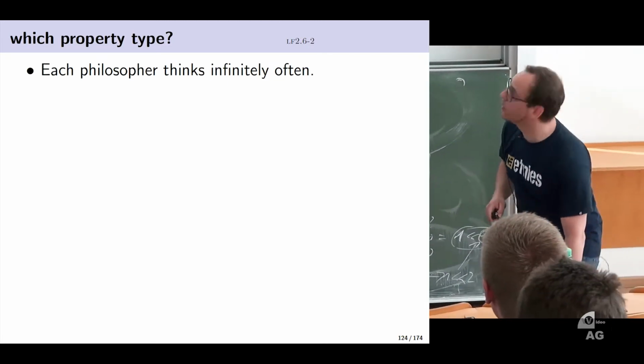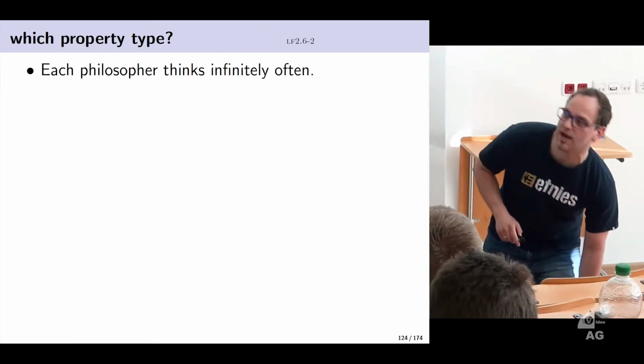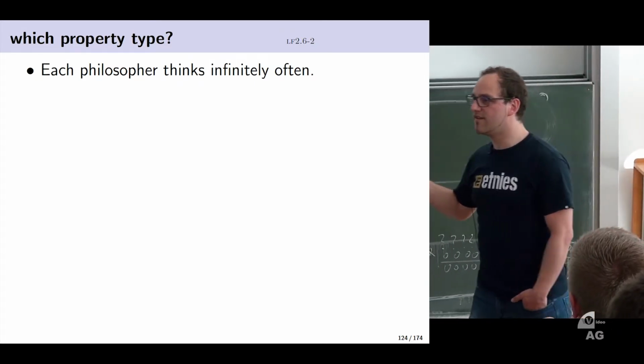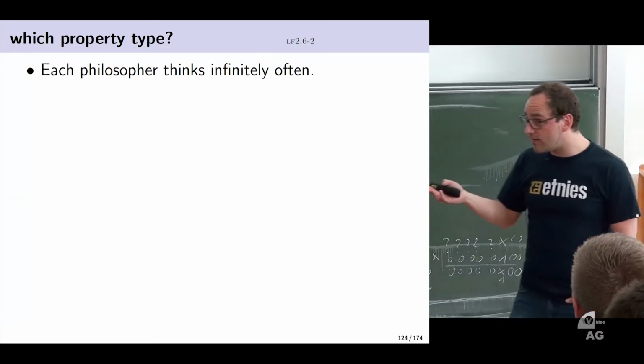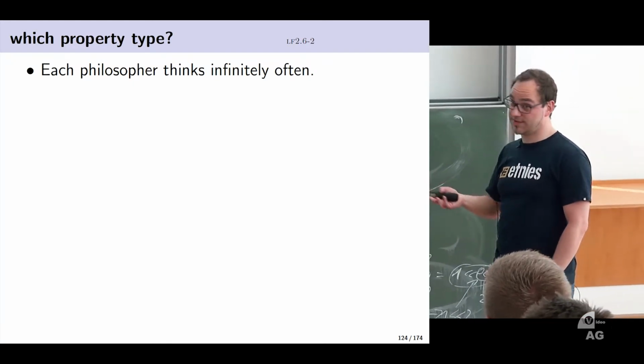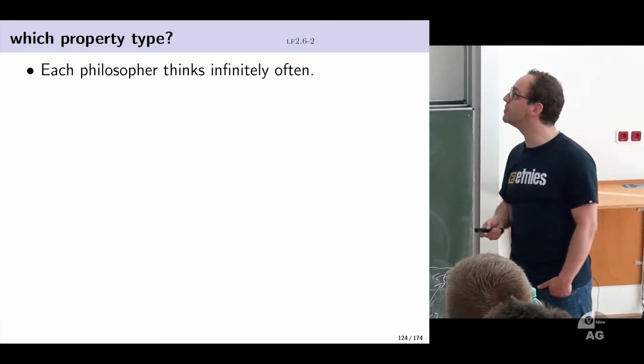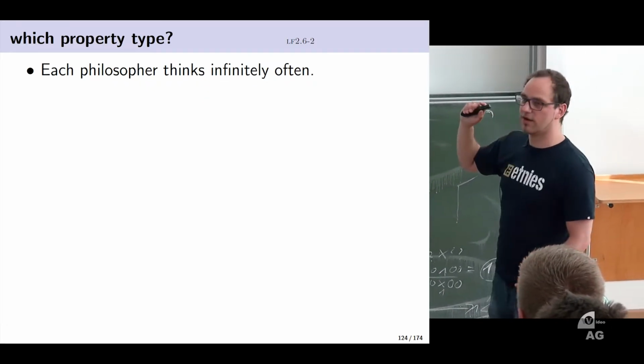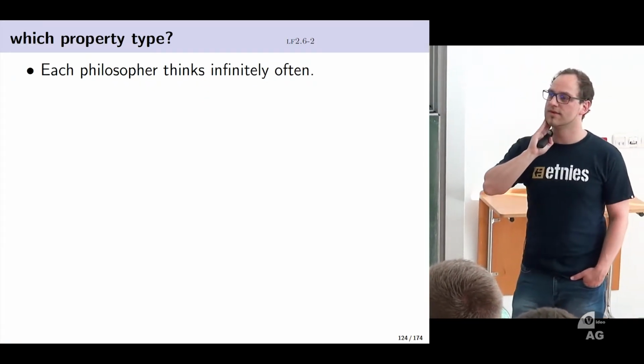So let's have a quick quiz. So a few properties, and I want you to determine, are these safety properties, liveness properties? Neither of them. As we can see, there are properties that are neither liveness nor safety properties. Let's talk about it. Each philosopher thinks infinitely often. Liveness or safety?